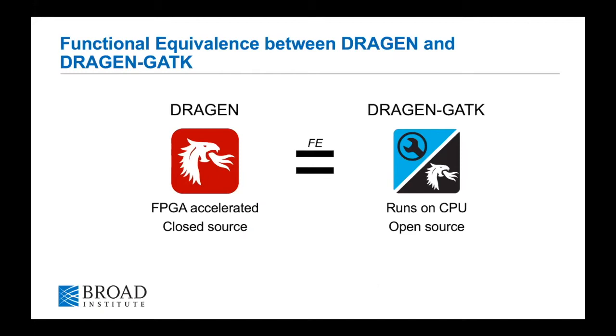This is exactly what we are achieving between DRAGEN and DRAGEN-GATK. DRAGEN is accelerated, running on specialized hardware, and closed source, and DRAGEN-GATK runs on general CPU hardware and is open source.